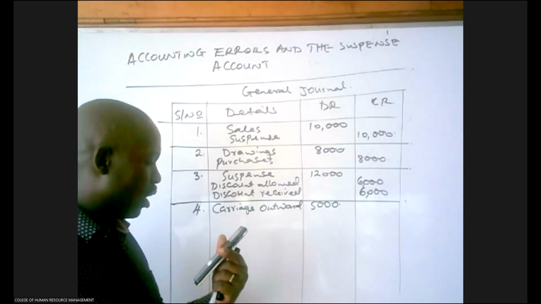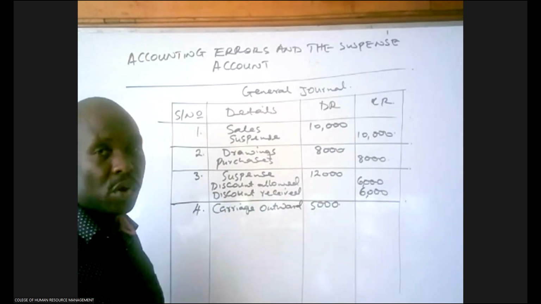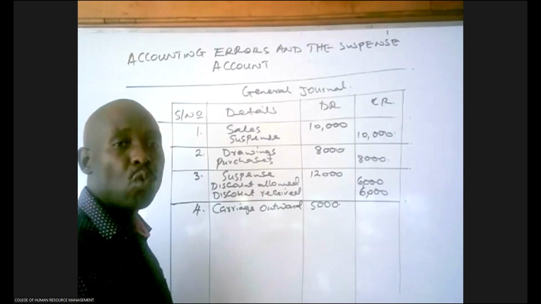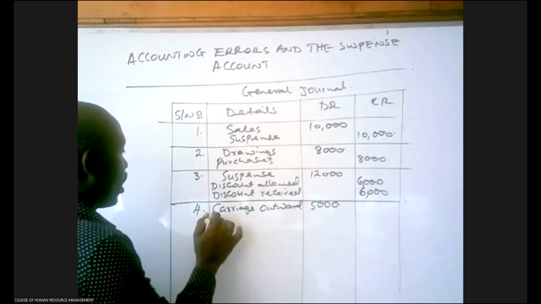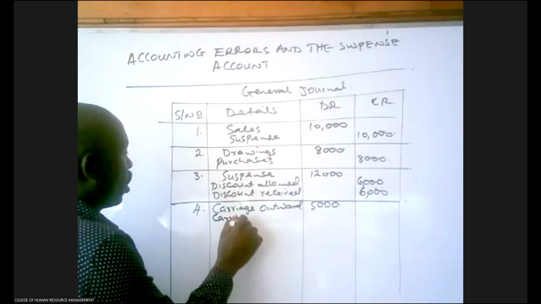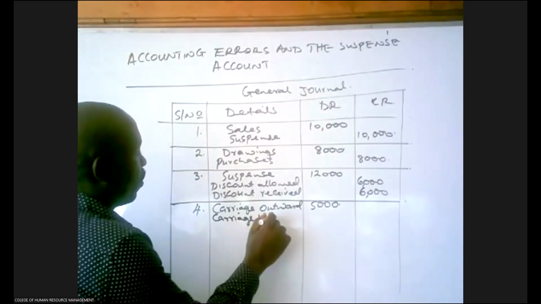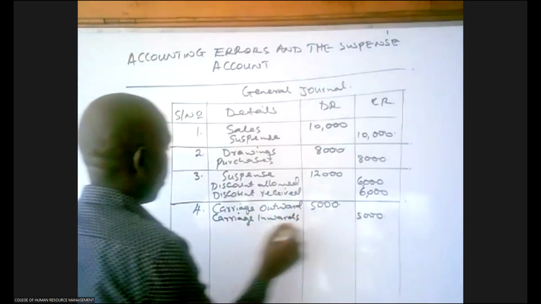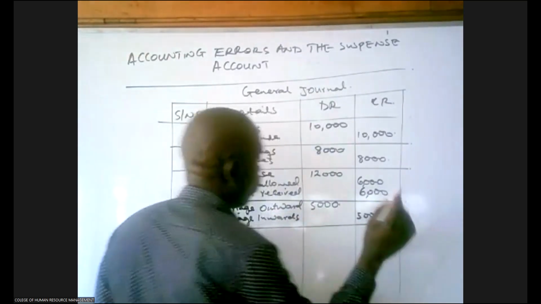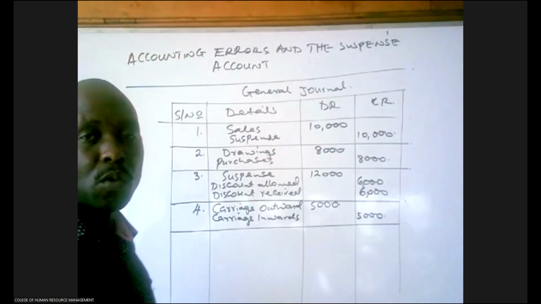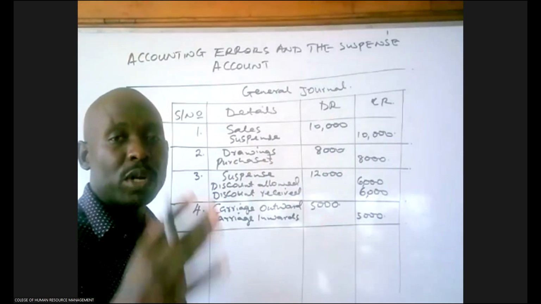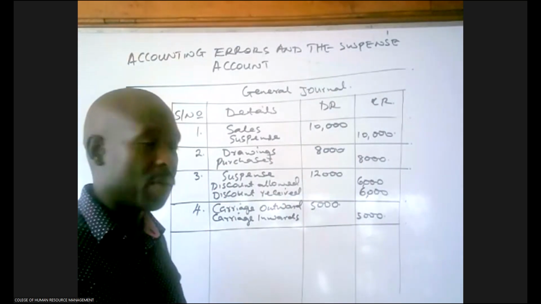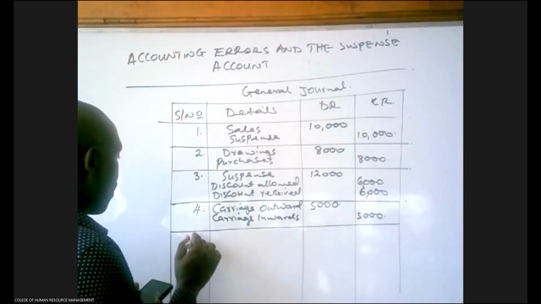Then we are told it was debited to carriage inwards. Carriage inwards, having been debited erroneously, we shall credit it. We shall credit the carriage inwards of 5,000. That is sorted. We are not going to involve the suspense account. When we debit the correct account and we credit the wrong account, there is no need for the suspense account. Number 5.